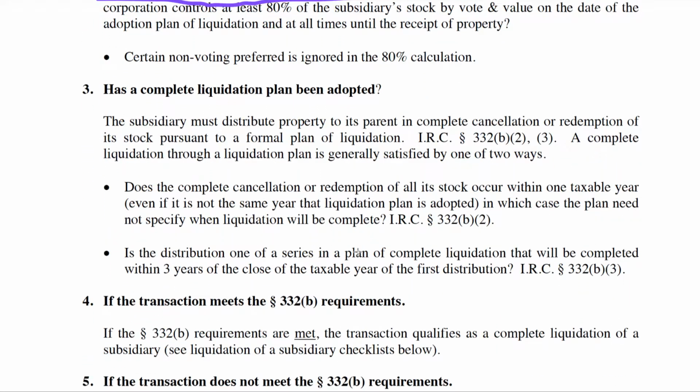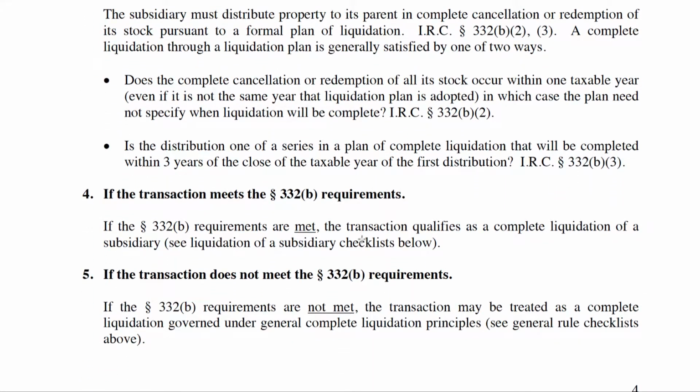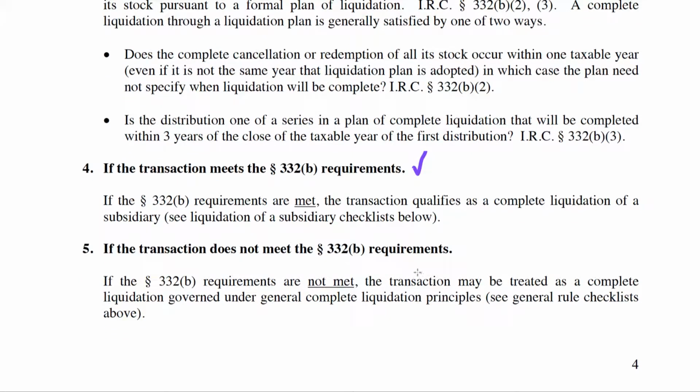Number 3, has a complete liquidation been adopted? So again, we have to look at the complete liquidation plan. If we do have a complete liquidation, then we have to continue with the plan. We've been already focusing on that. The reason I key in on that is sometimes with a parent subsidiary, there's special relationships with what exactly is going on. And there's special rules under 332. If we meet those requirements, then we have Section 332. And again, Section 332 is going to be, we have the special checklists, which are below. If not, we apply the normal general rules for complete liquidation.